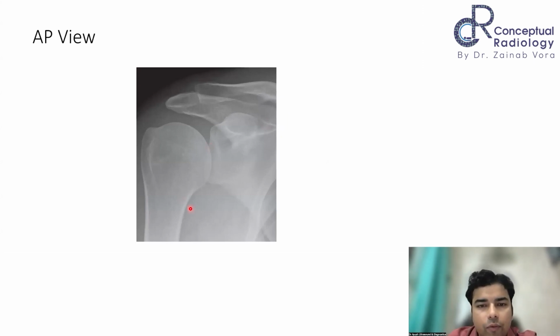So this is the AP view. Basically, there's a bulge medially. It looks like a walking stick. This is the glenohumeral joint. This is the acromion process. This is the acromioclavicular joint. And this is the clavicle. And this is the end-on projection of the coracoid process. These are the ribs. And this is the greater tuberosity.